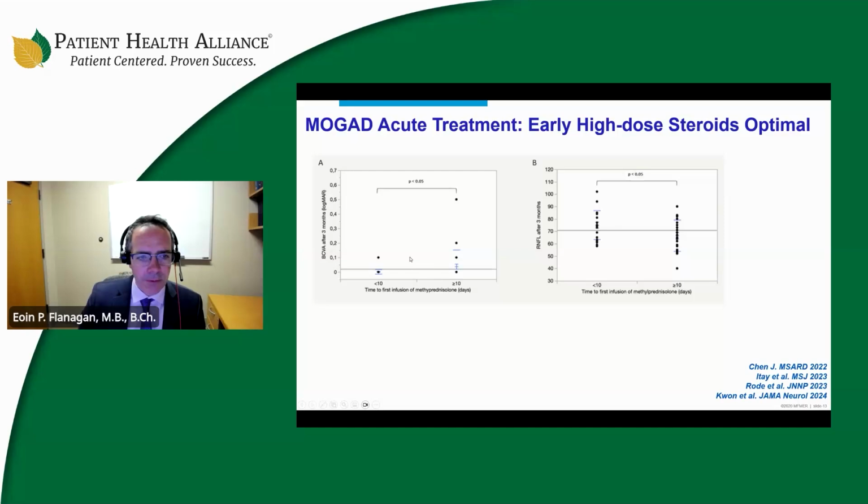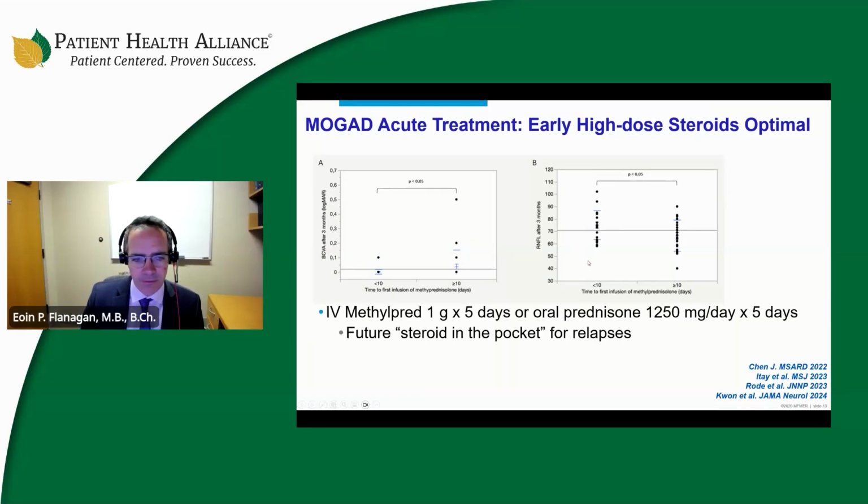And this was a study from the French group just highlighting that the earlier you can get in with your steroids, the better the outcome. So people's vision will be improved if you get in within the first 10 days. And there'll be less damage and more preserved thickness of your optic nerve if you can get in early with treatment. So one message to people out there, if you have MOGAD, is when you have a relapse, it's really important that you get in quickly and get it treated quickly, because the earlier you treat it, the better the outcomes.